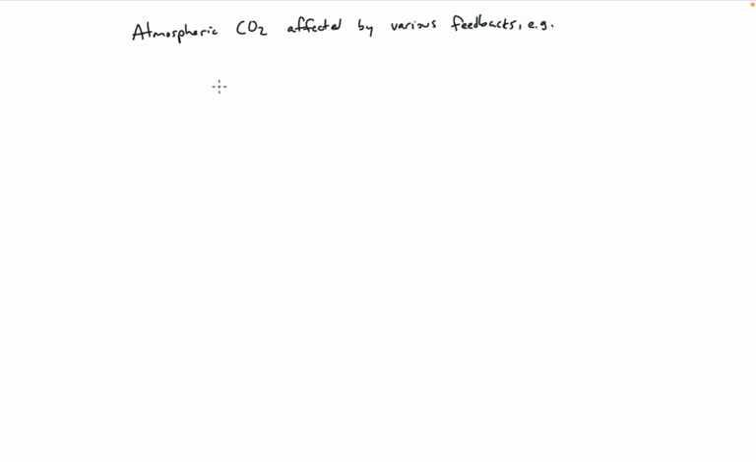So one of those I'll draw out. So CO2 concentration. The more carbon dioxide is in the atmosphere, the easier it is for plants to photosynthesize. So more carbon dioxide, more photosynthesis. So we add a positive to this arrow.